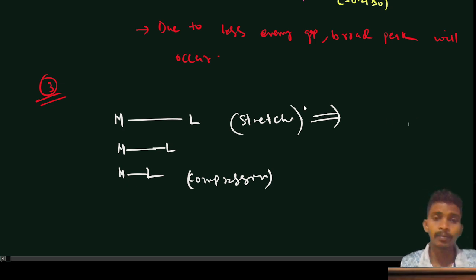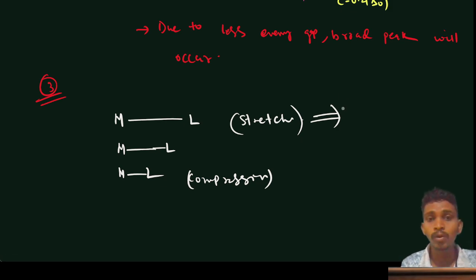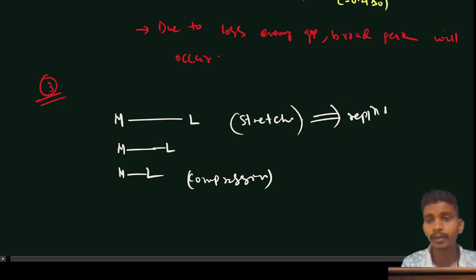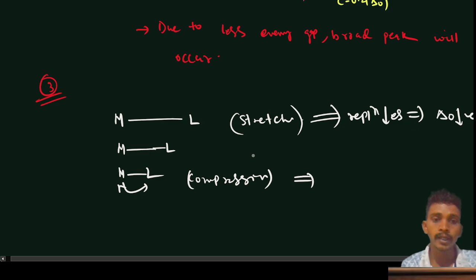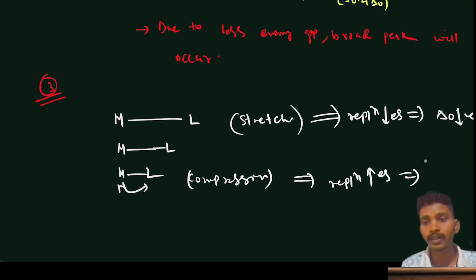When the metal and ligands are stretched, they go far away from each other, which means repulsions will decrease. If repulsion decreases, then delta knot will decrease. For compression, the metal and ligands come close to each other, so the repulsions will increase, and if repulsion increases, then the delta knot value will increase. This is happening very fast, from here to here: stretching and compressing, stretching and compressing. So delta knot is increasing, decreasing, increasing, decreasing. Due to that also, a broad peak will occur.